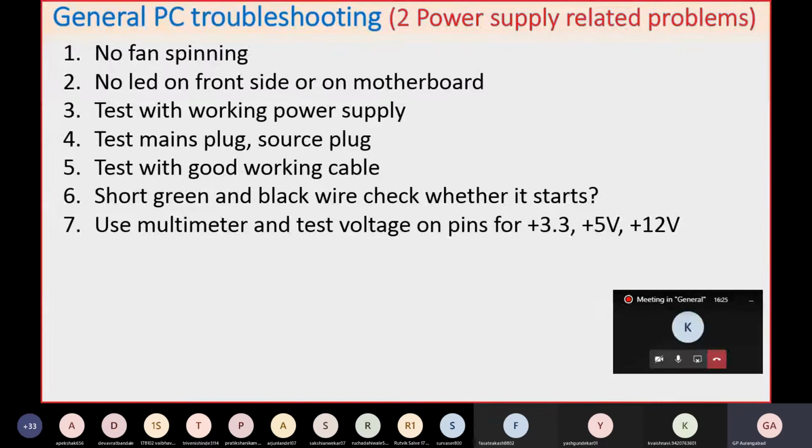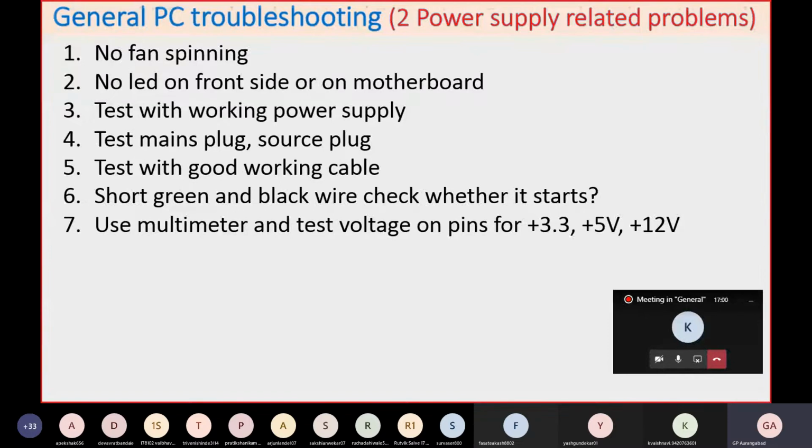If you are able to get these three readings accurately, then you can say it is working. It is not necessarily exactly 3.3. If it is 3.1, 3.2, 3.5, maybe plus or minus about 0.2, 0.3 difference, even if it is there, it's okay. That means your power supply is working. That is the best way of checking whether your power supply is okay or not if you have a multimeter. Without a multimeter also, you can judge whether your power supply is faulty or not. So these are the normal procedures that you can carry out to ensure whether your power supply is working or not.